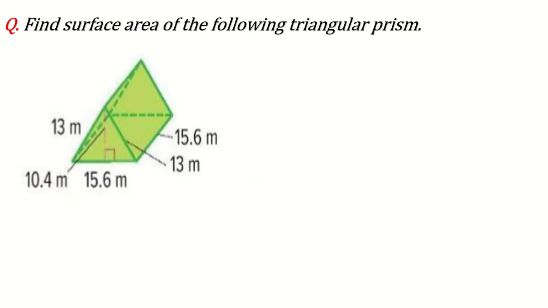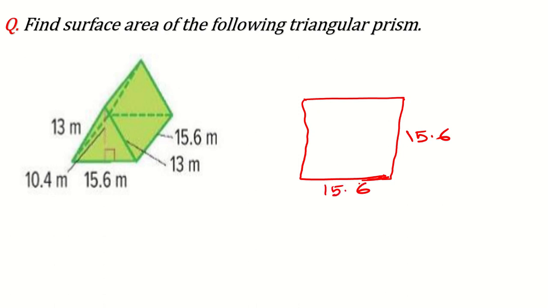Okay. Now, next question can be, find the surface area of the following triangular prism. So, just try to visualize it, because when you visualize, then it will be very easy for you. So, its base is a rectangle. I'm sorry for my drawing, again and again I say sorry, because I know I'm not a good artist. So this is 15.6 meter, and then what is the width? Width is 15.6 again, so it's a square.